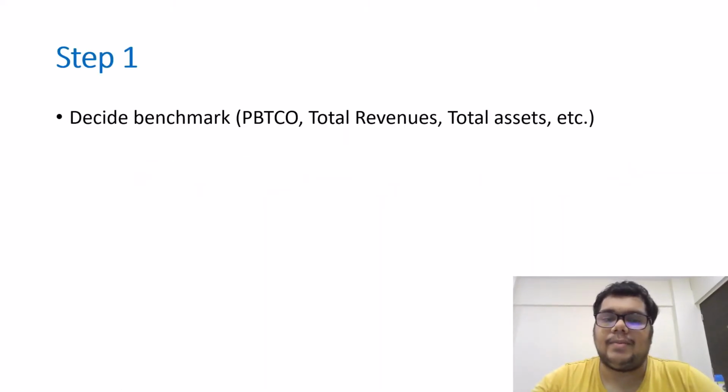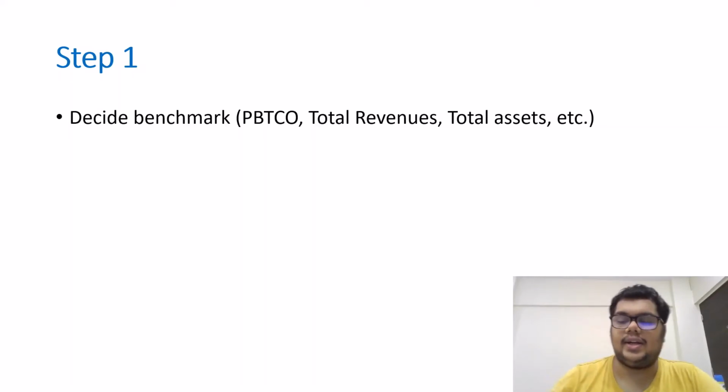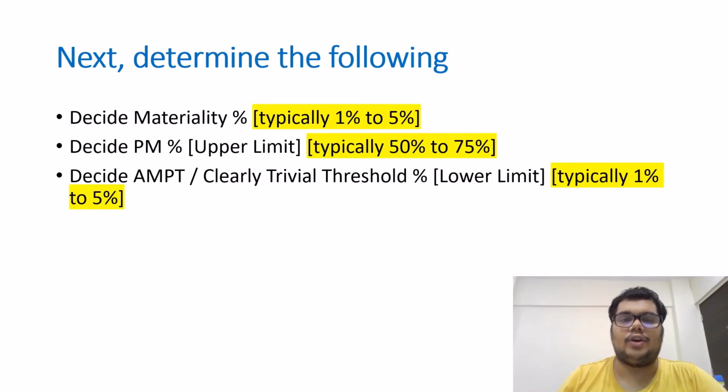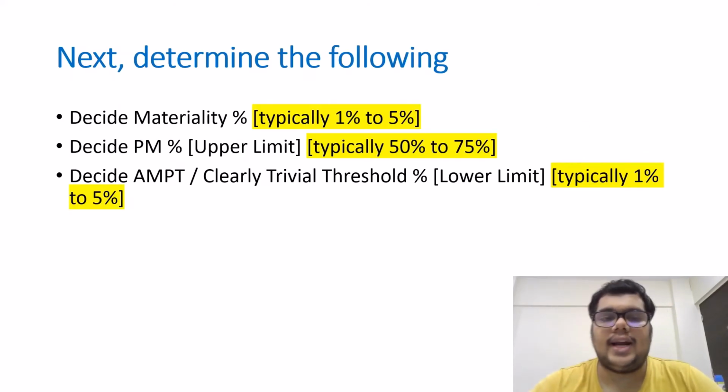Now, a benchmark can be profit before tax from continuing operations, total revenues, or total assets. Other benchmarks that you could use are total incomes and total expenses. Any of these benchmarks you can use for determining your materiality. The next step, after you have got your benchmark, is to decide the materiality percentage, and you will apply this percentage on your benchmark. Now, how much is the materiality percentage?